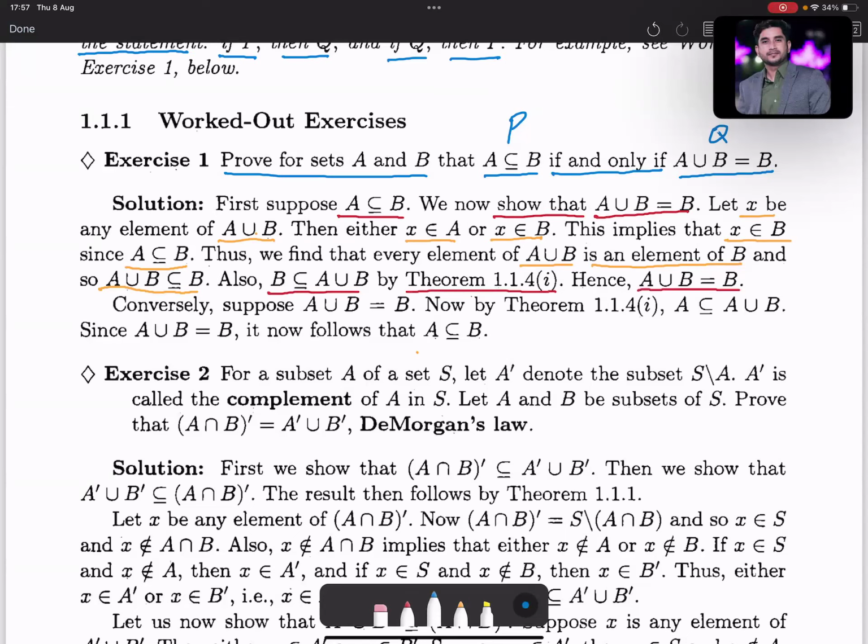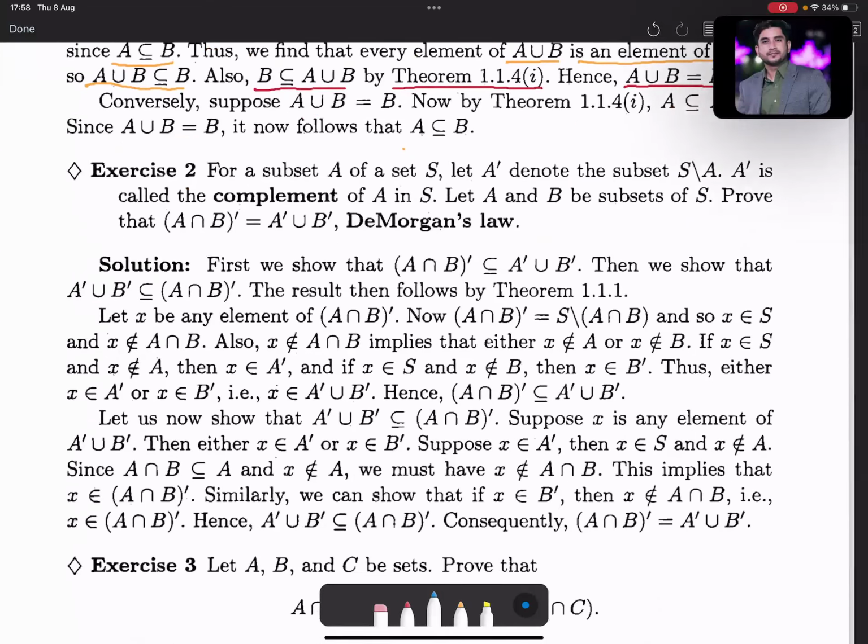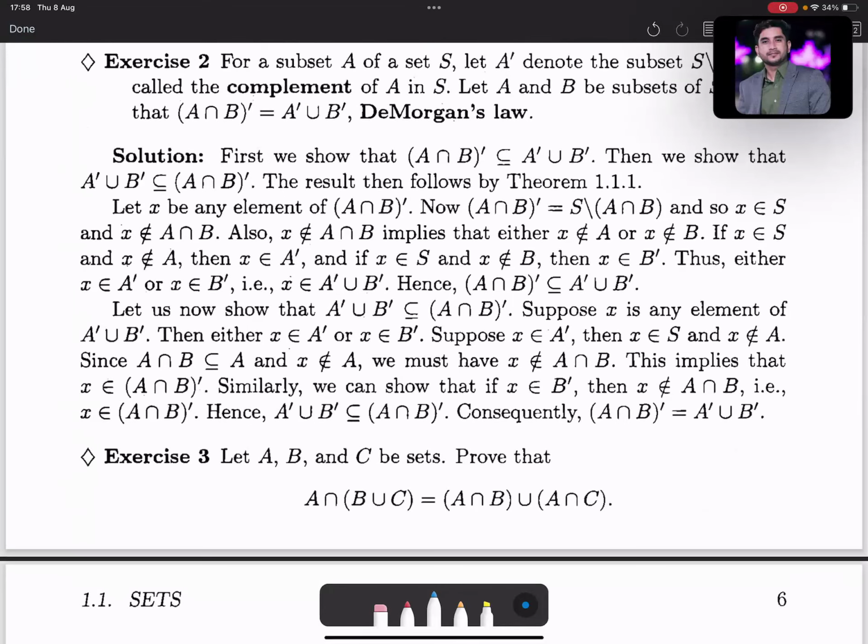Now, the converse. We will suppose that the union A union B is equal to B. Then by the similar theorem, we can say that A is contained in the union. Since A union B is B, it now follows that A is contained in B. Because if A is contained in the union, then A is contained in A union B, which is B. So this shows that A is contained in B. Okay. Then we have another example.